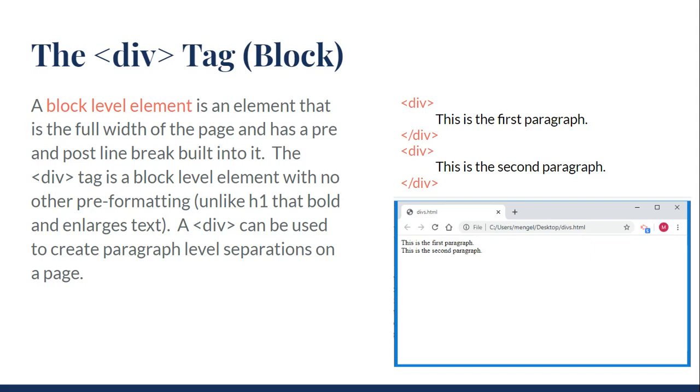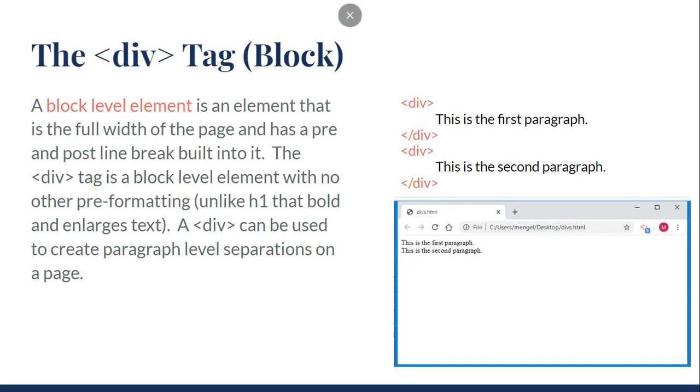So the div tag is what's called a block level tag, a block level element we're going to talk about a lot in this series. A block element is an element that is the full width of the page and has a pre and post break built into it. The div tag is a block level element with no other pre-formatting. We saw H1s in our last installment, and H1s were also block level, but they changed the size of the text and bolded it. A div only treats it as a block level. It has no other pre-formatting as part of it. It can be used to create paragraph level separations on a page.